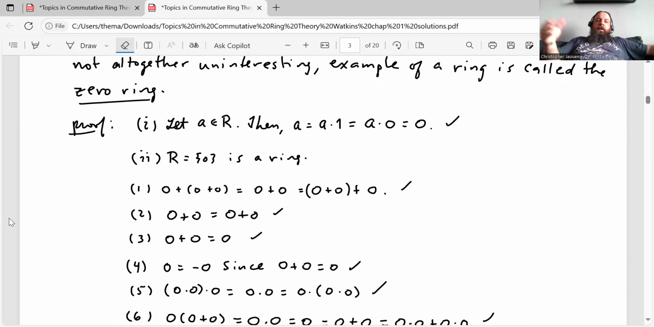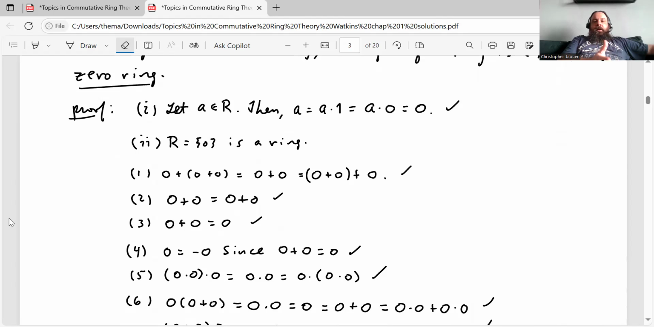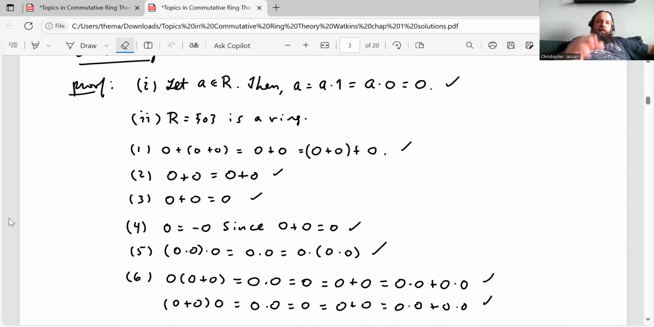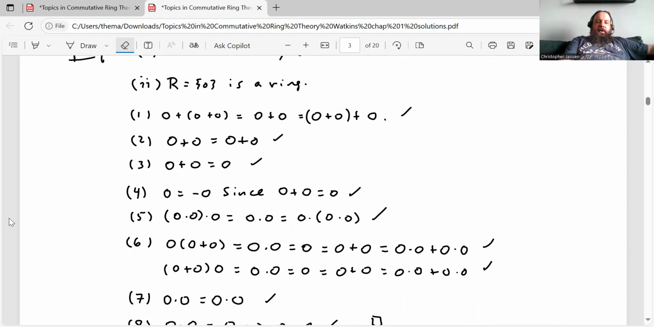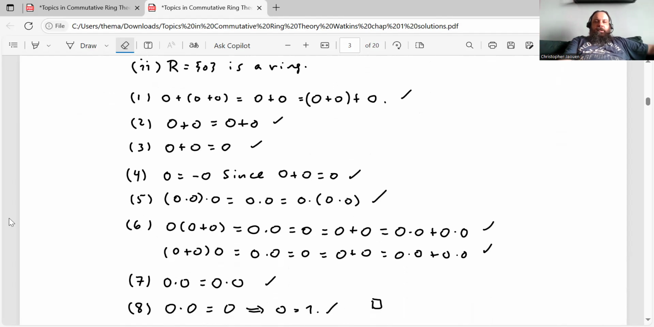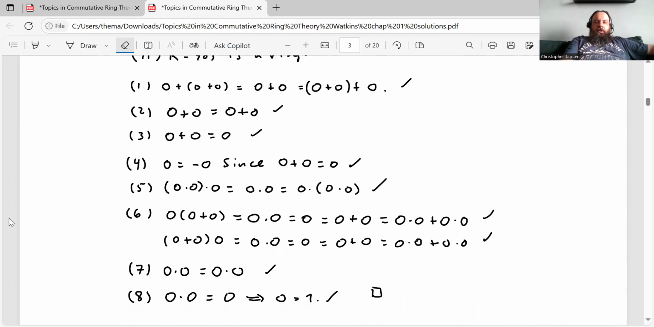All right, and then we show that the zero ring is also a ring. So if you take R to be the set that just contains the element zero, and you define addition and multiplication the way that he said, then if you look, all 8 of the axioms are satisfied. I won't go through this in detail because it's pretty straightforward, but you can see here all the axioms work.